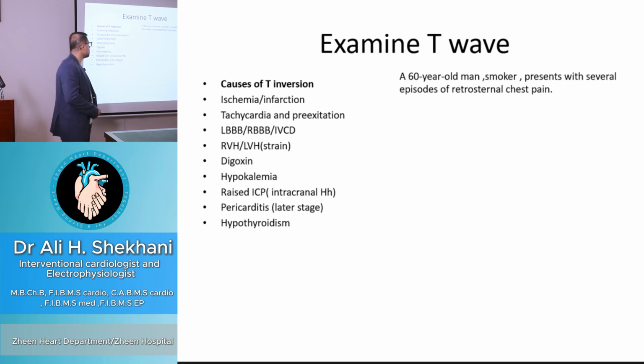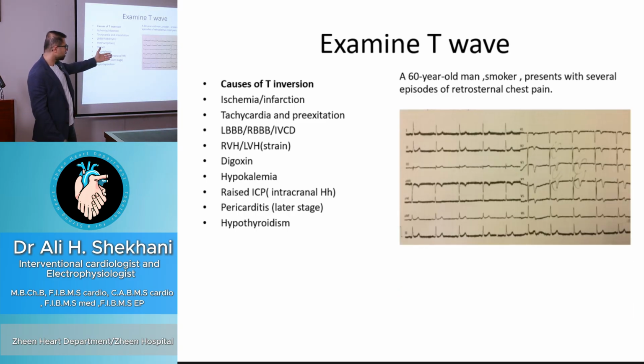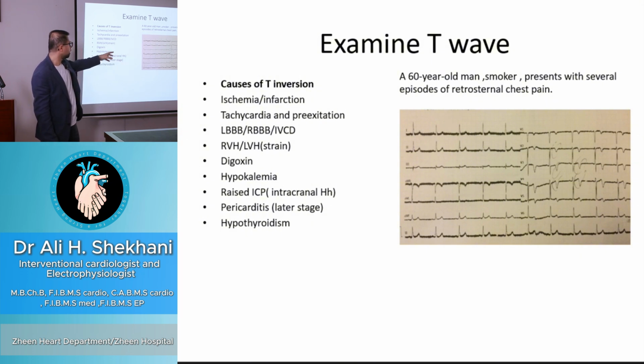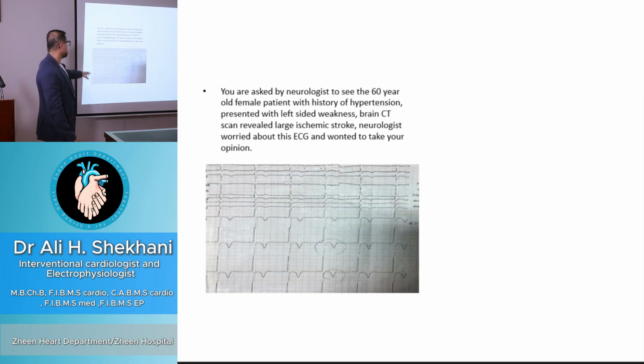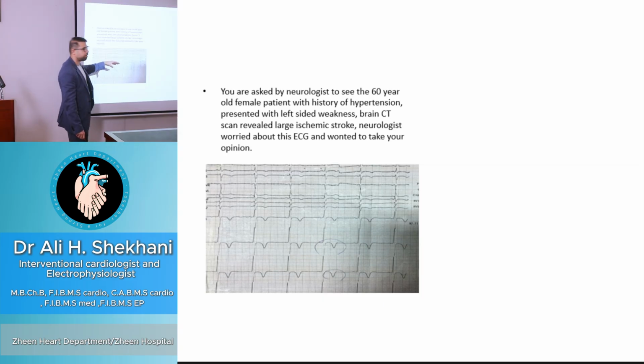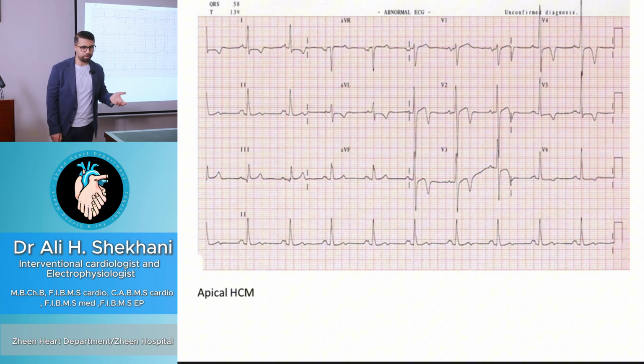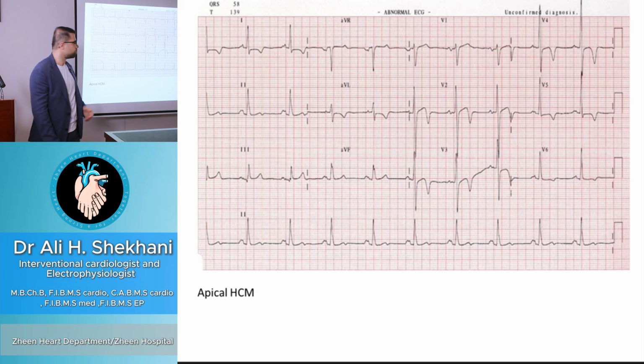This is a 60 years old man, smoker, presented with this ECG. There is very clear deep T inversion in V1, V2, V3, V5. So this is due to acute coronary syndrome. And this ECG was taken from a patient with large ischemic stroke. So this is due to raised intracranial pressure. And this ECG was taken from a patient with hypertrophic cardiomyopathy. This is also deep T inversion. So not all T inversion is due to MI. We have different causes.